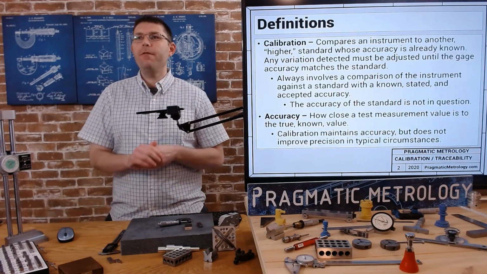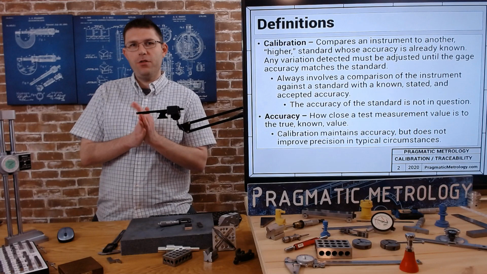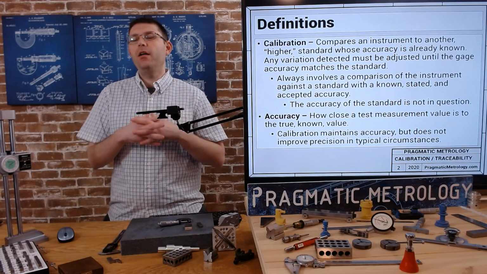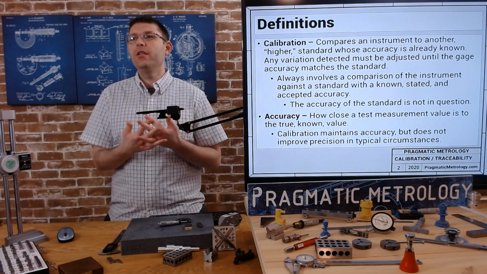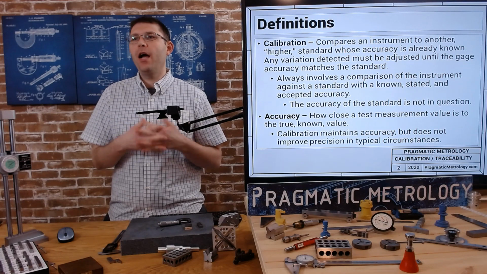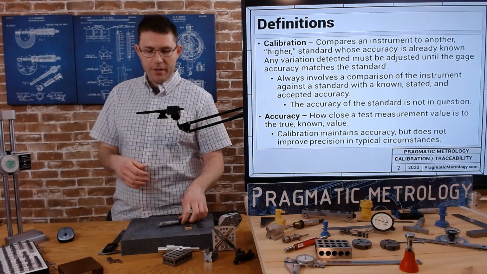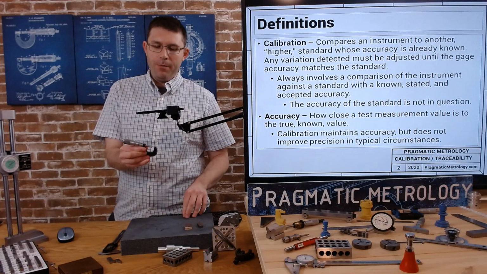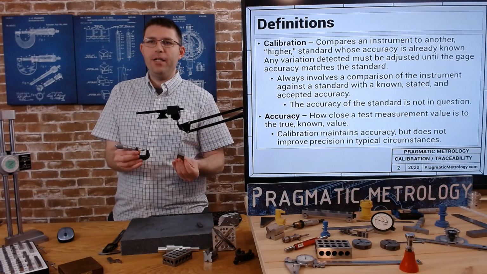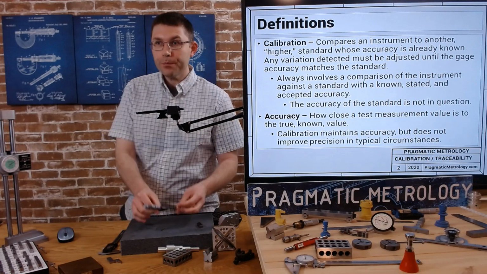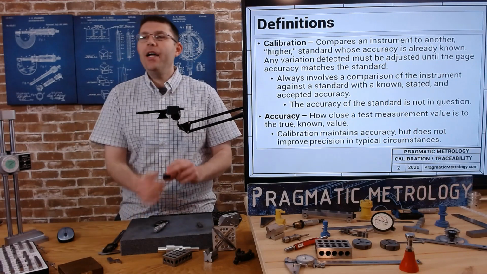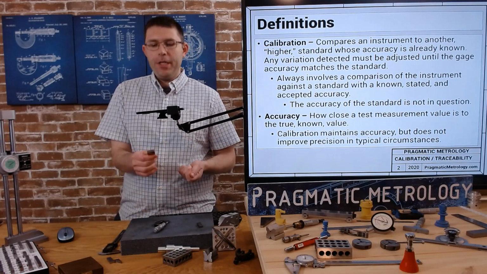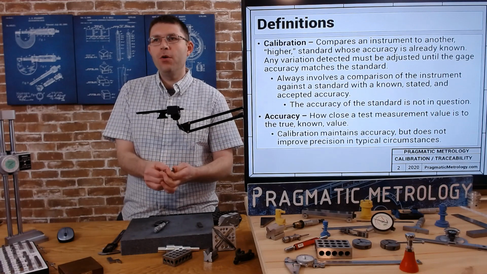We're going to start off with a few definitions just so that we're on the same page. So a calibration compares an instrument to another higher standard. An example of that would be the instrument would be the micrometer. The higher standard is the Joe block. And that higher standard, the accuracy is already known. It's calibrated. You know what it is.